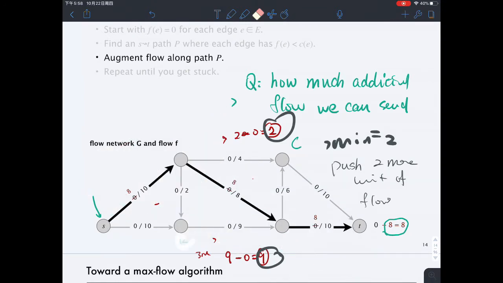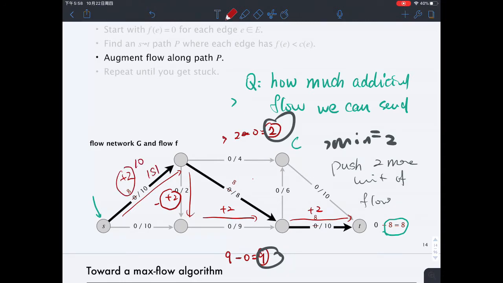Now let's erase what we have seen so far and make the picture a little bit clearer. We know the conclusion that we want to push 2 more units of flow. So what we are going to do is add the 2 units of flow over the entire path. The bolded one is the first path we chose, so don't get confused. For the second path, highlighted in red, we are going to add the 2 units of flow to every single edge.